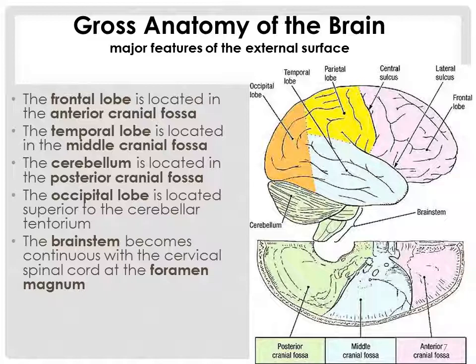If we now relate some of the major features on the external surface of the brain to our cranial fossae, we should be able to see that the frontal lobe is associated with the anterior cranial fossa down here. The temporal lobe is associated with the middle cranial fossa. The cerebellum would be located in the posterior cranial fossa, back here, and the occipital lobe is located superior to the cerebellar tentorium, right here, and the brainstem actually becomes continuous with the cervical part of the spinal cord at this big hole, which is the foramen magnum.